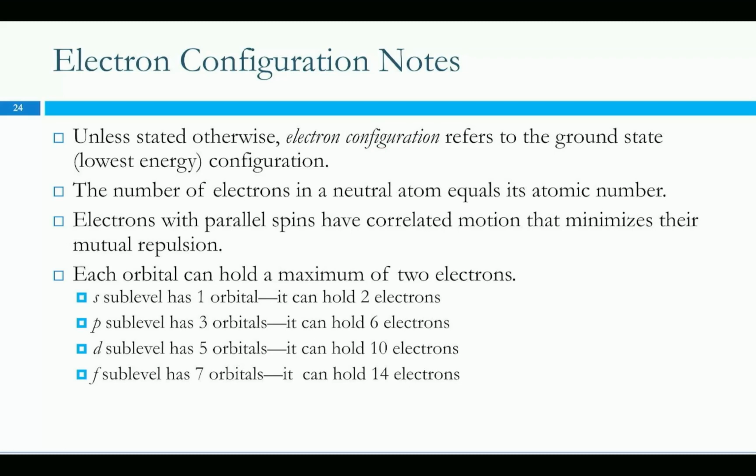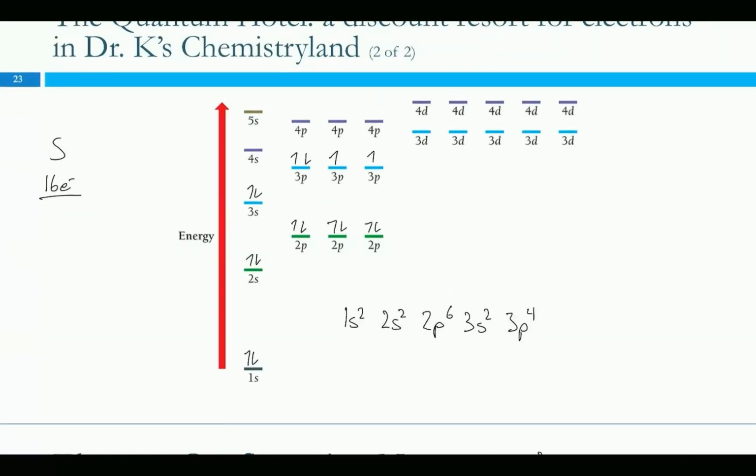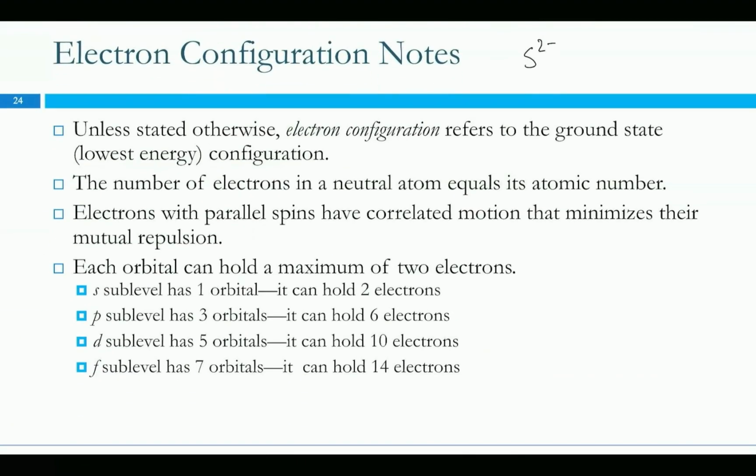If it's not the ground state, if it is something that has a charge, so if I said sulfur 2 minus, how many electrons would that have? Yeah, so we add 2 electrons. So sulfur had 16. Sulfur 2 minus will be 18 electrons. And for positive charges, you remove electrons.